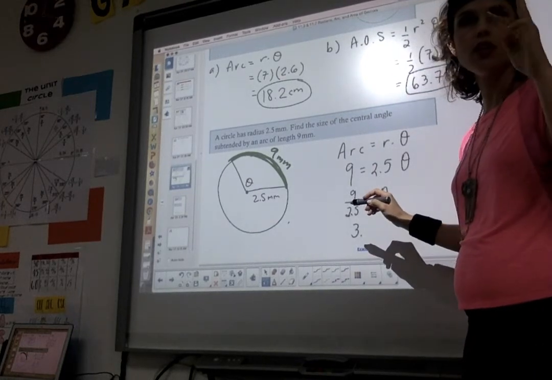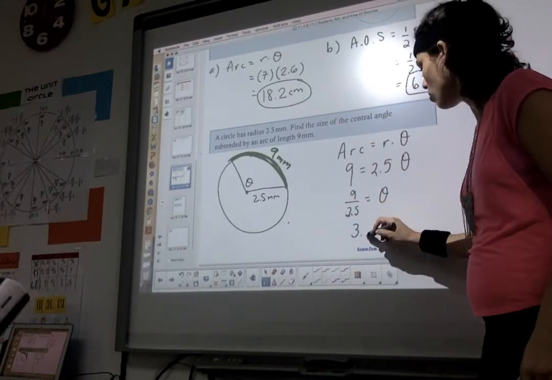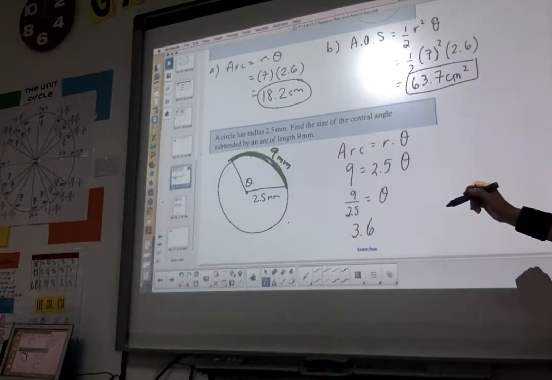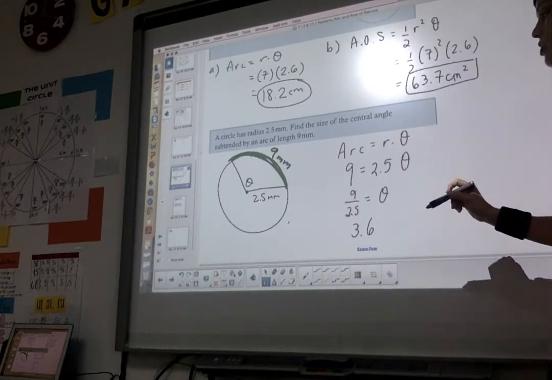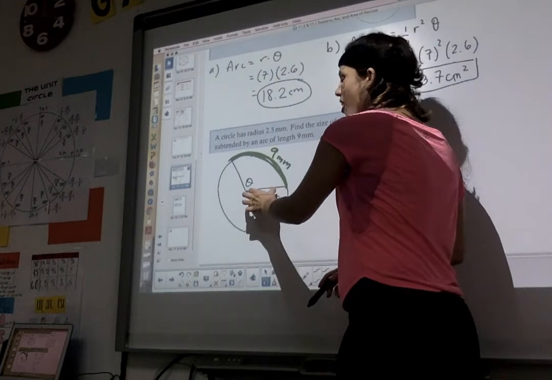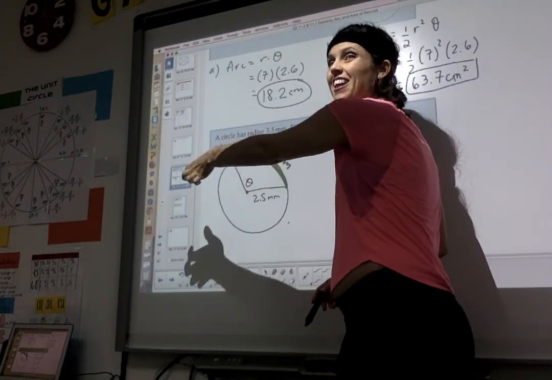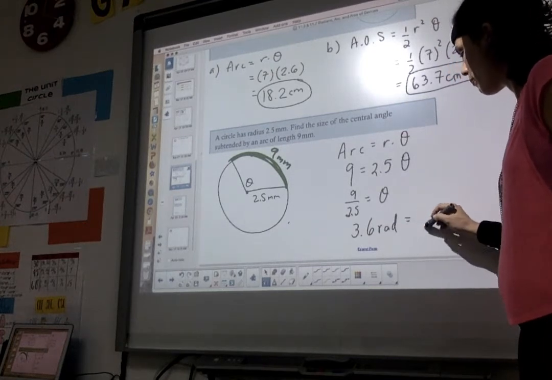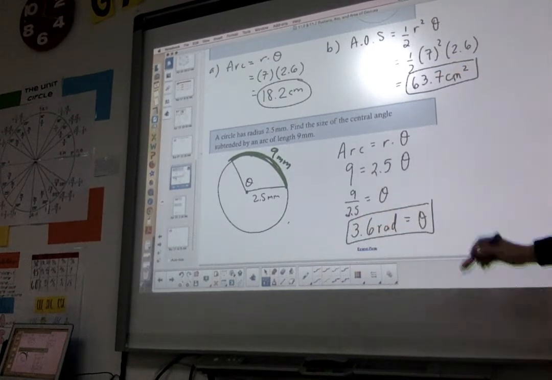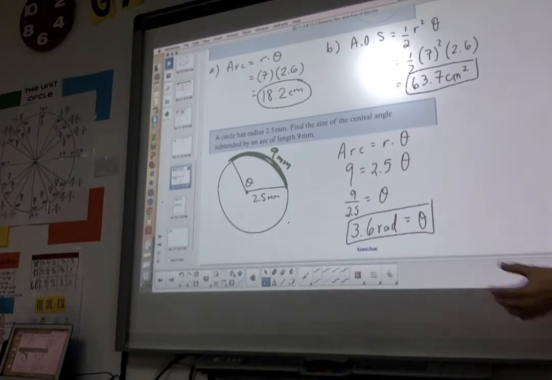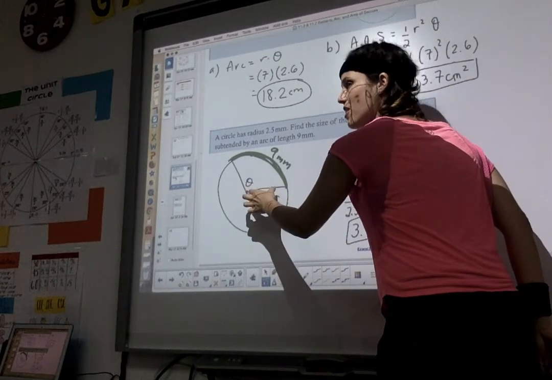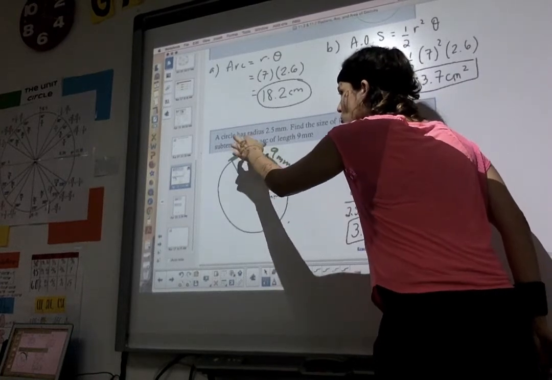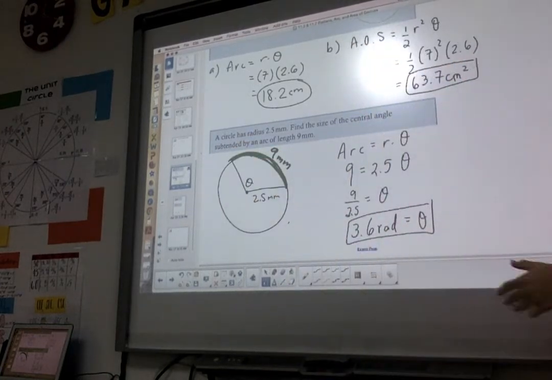3.6. Perfect. 3.6 what? No, that is not in degrees. That is radians. That's how many radii fit in 9. Which makes sense, right? Because you're literally asking yourself how many of these radii fit into 9. 3.6 of them. Okay, next.